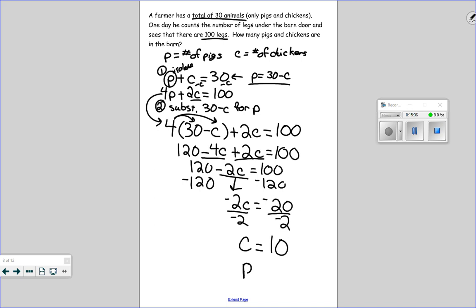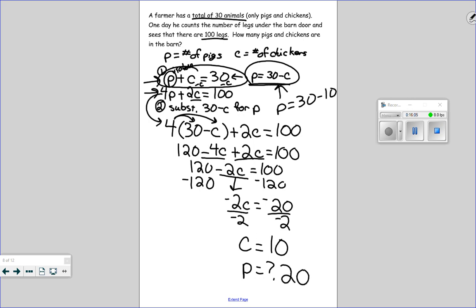So that's the chickens. We still need to figure out the pigs, so don't forget that. If there's 10 chickens, go back up to either one of these equations, this probably being the simplest, or even this one. It doesn't matter. You can go to any of your equations you wrote and replace your C with 10, since you know that C is equal to 10. I'll go ahead and use this one. Since we know that P is equal to 30 minus C, and C is 10, my number of pigs must be 20. And that's how you solve a system of equations, which is a problem that has two variables and two equations, using the substitution method.